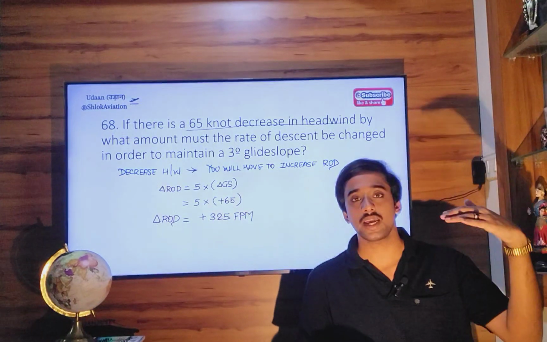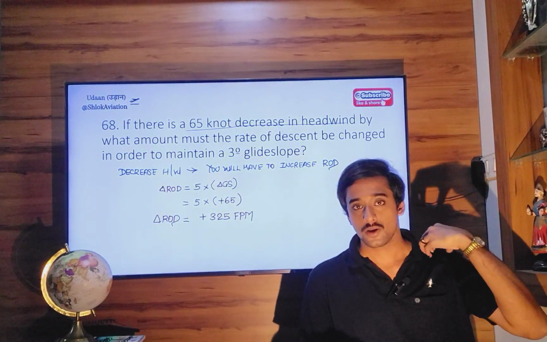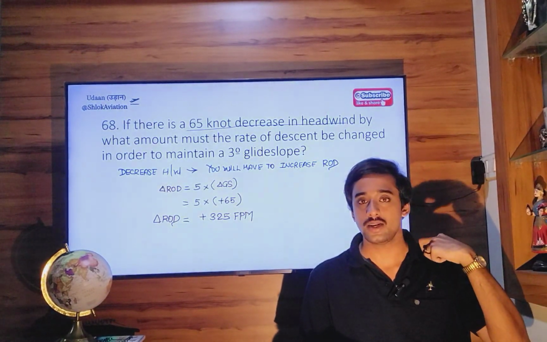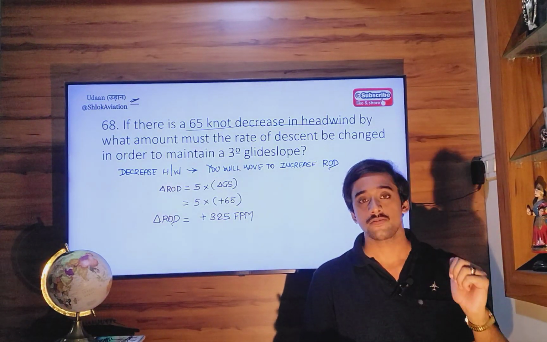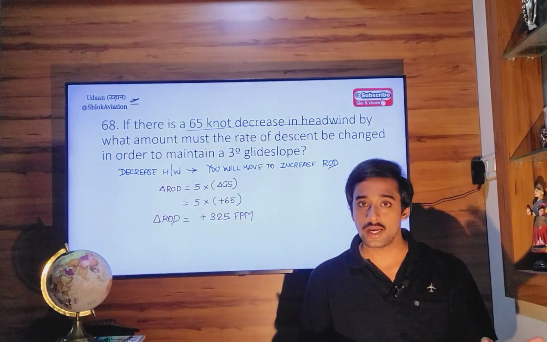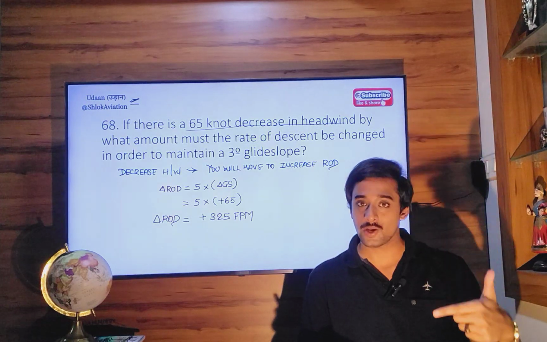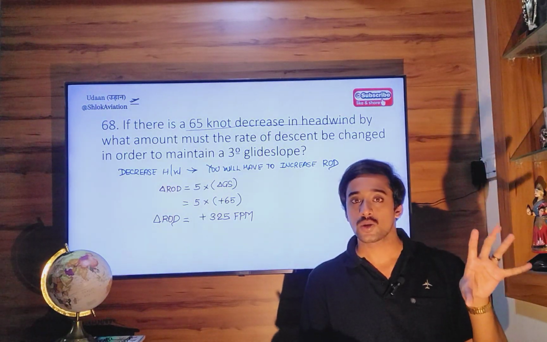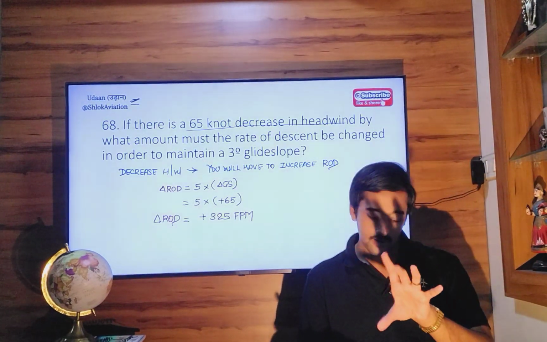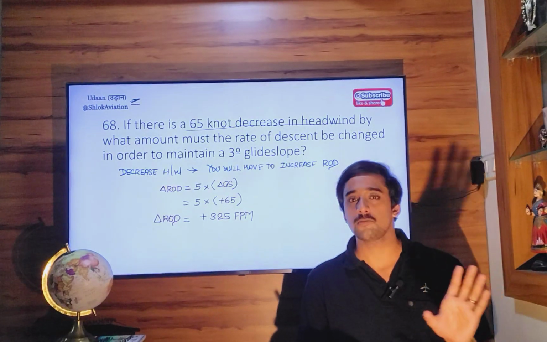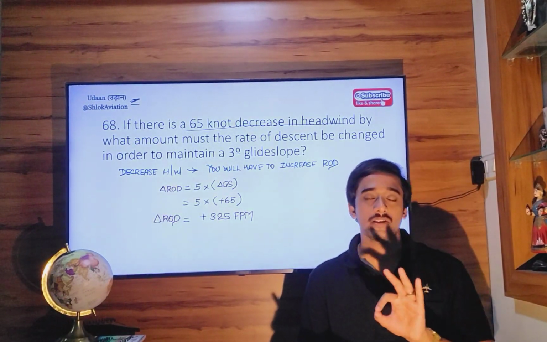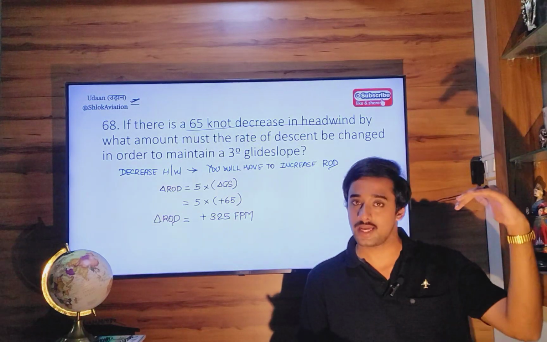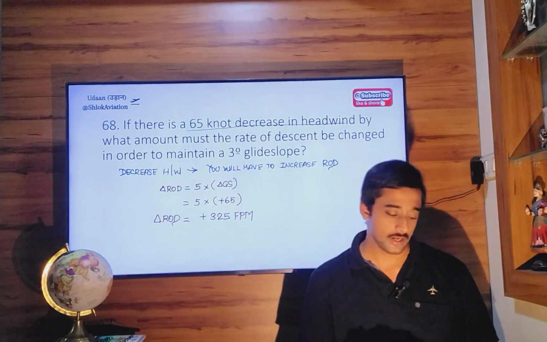So let's say you're descending at 500 feet per minute. 500 feet per minute is the standard rate of descent on a 3-degree glide slope. In the event of a tailwind, you will have to increase that rate of descent from 500 to a new value of 800 feet per minute. 500 plus 300, approximately 800 feet per minute. This 800 feet per minute will enable you to maintain that 3-degree glide slope.